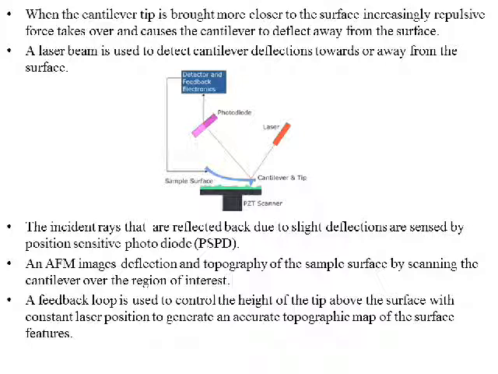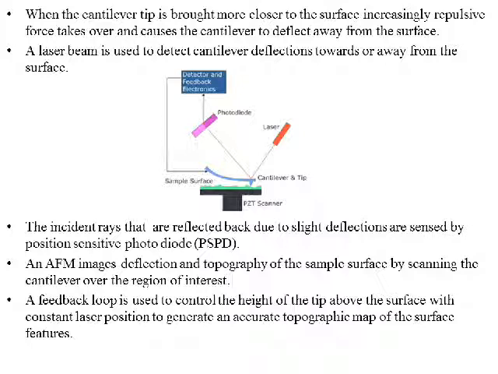Why is this laser used? The laser functions in a similar way as in scanning probe microscopy. It is used to detect the deflections happening in the cantilever because of the up and down movement of the probe on the surface of the specimen. The incident rays that are reflected back due to slight deflections are sensed by a photodiode. The photodiode used is a position sensitive photodiode, also called PSPD.